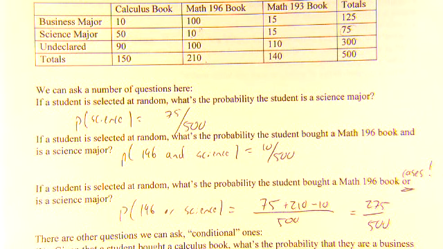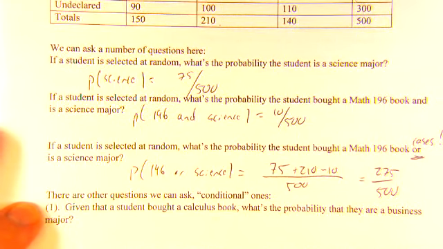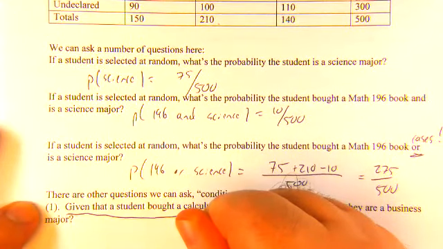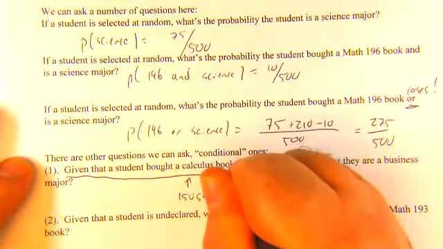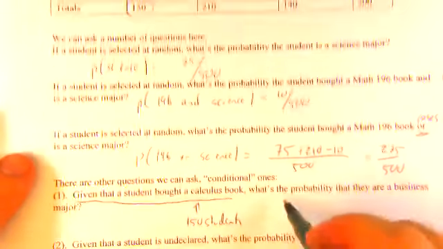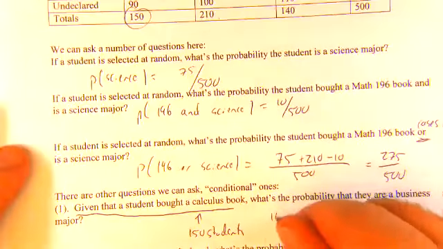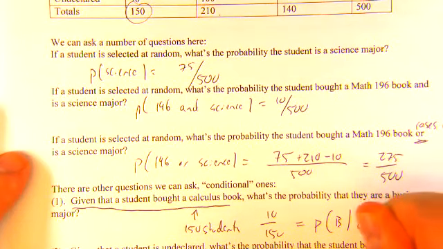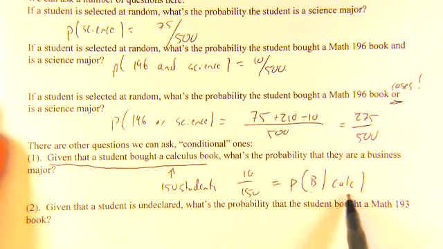So these are some fairly straightforward ones. Conditional cases are saying, given that a student bought a calculus book, what's the probability that they're a business major? So given that a student bought a calculus book, there's only 150 students. Out of those 150 students, how many of them were business majors? 10 out of 150. And we have a notation for that: probability that someone's a business major given that they bought a calculus book.